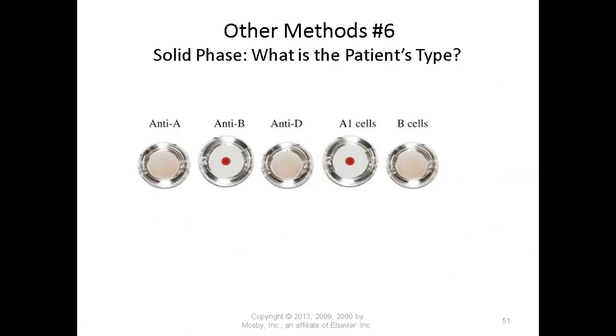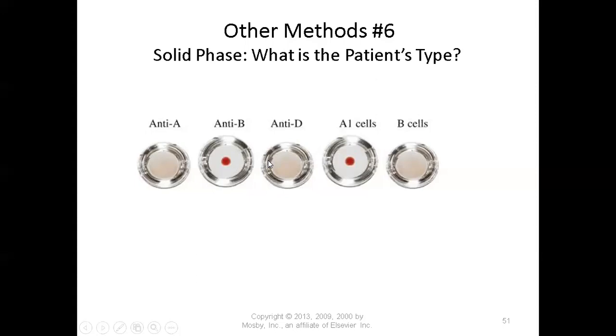Okay, so with solid phase, remember, when we see this dispersion of the red cells throughout the well, that's a positive. So we have a 4+ here with the anti-A, a negative with the anti-B, a 4+ here with the anti-D. Okay, so based on the forward typing of solid phase here, this looks like A positive.